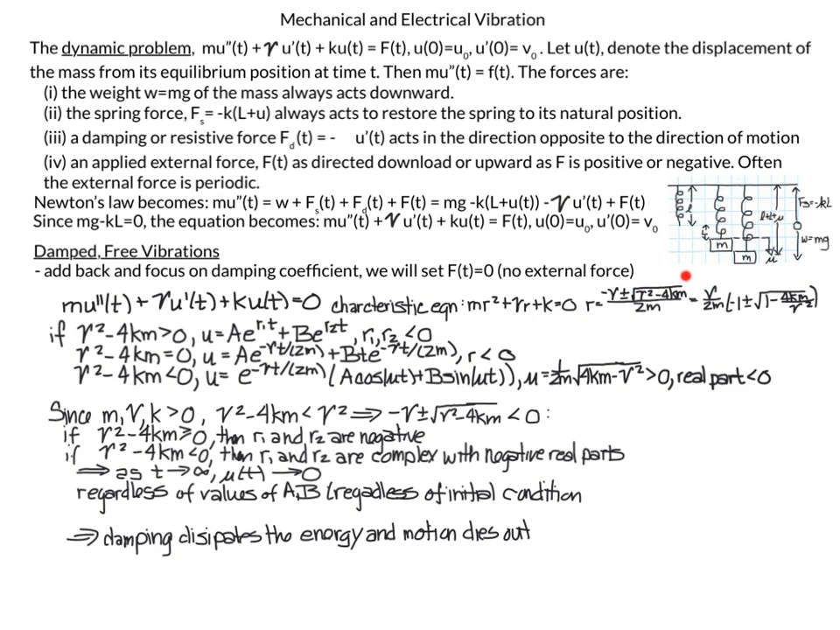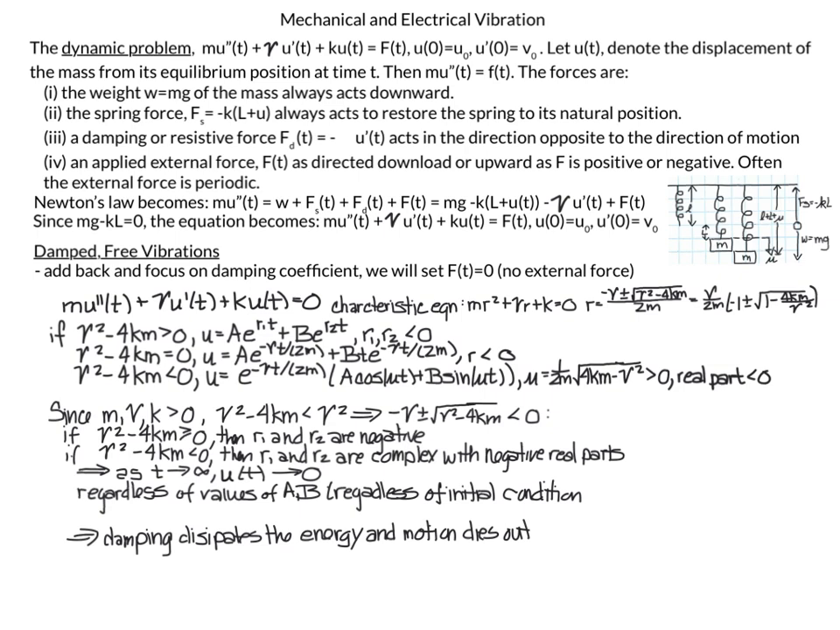Last, if underneath the square root we have something negative, we're going to have complex solutions or complex exponents. And then if r is complex, what we found, which we discussed in the previous slide, is that we'll have e to the minus gamma t over 2m times a cosine mu t plus b sine mu t, where mu is equal to 1 over 2m square root of 4km minus gamma squared.